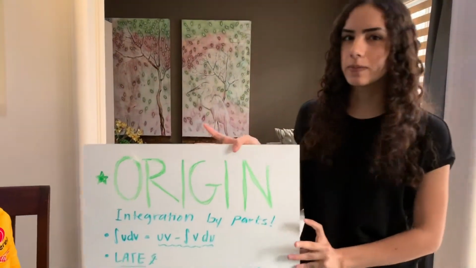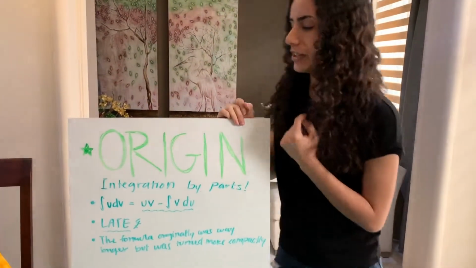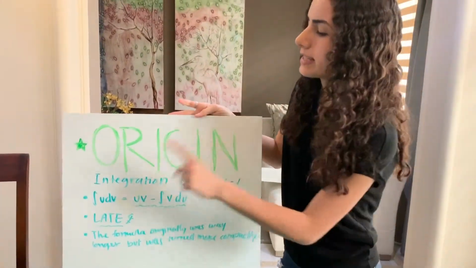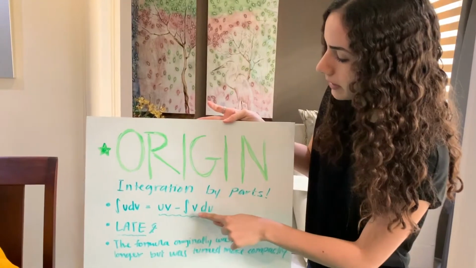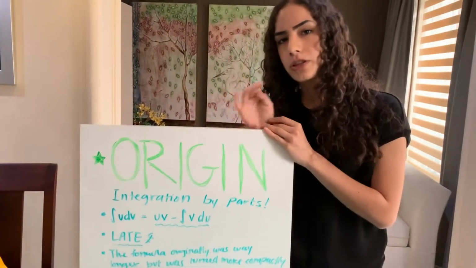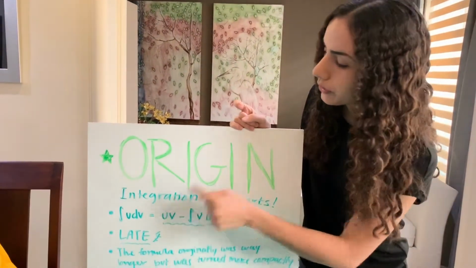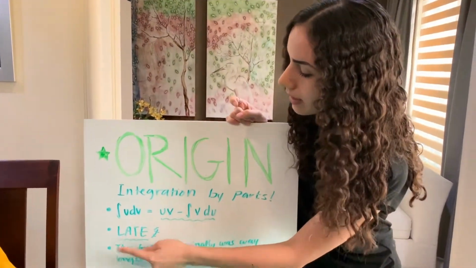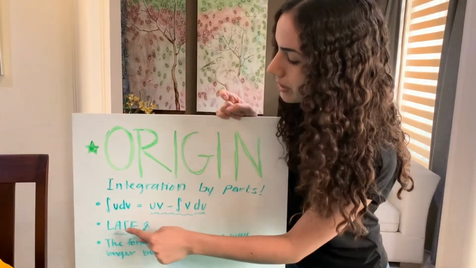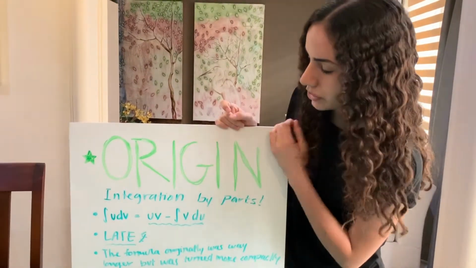Now I'm going to explain a little bit about the formula of integration by parts. The formula is the integral of u dv equals uv minus the integral of v du. And in order to determine which is going to be the u, we need to use LATE in this order. First is logarithmic, then algebraic, then trigonometric, and at the end is exponential.